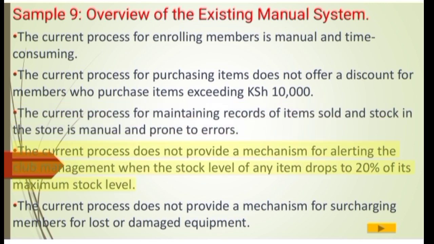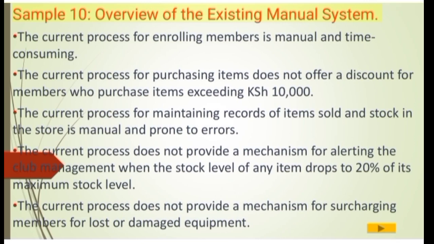The current process does not provide a mechanism for alerting the club management when the stock level of any item drops to 20% of its maximum stock level. The current process does not provide a mechanism for surcharging members for lost or damaged equipment. Sample 10. Overview of the existing manual system.